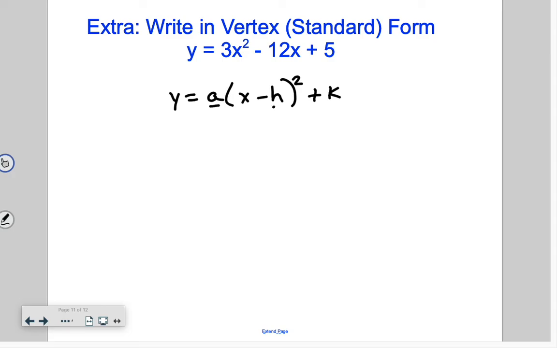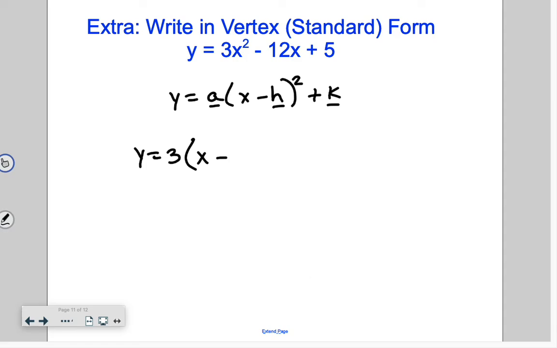I need A, H, and K. Do I have any of those? Which one, Aiden? Yeah. The A value in standard form is the same A value in vertex form. A is A. So I already know that A is 3. So I could start off by writing y equals 3 times the quantity, x minus something. What I need to find is the vertex.